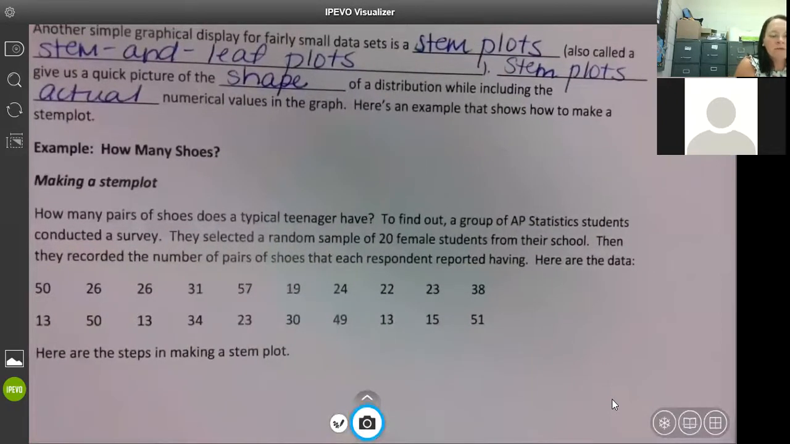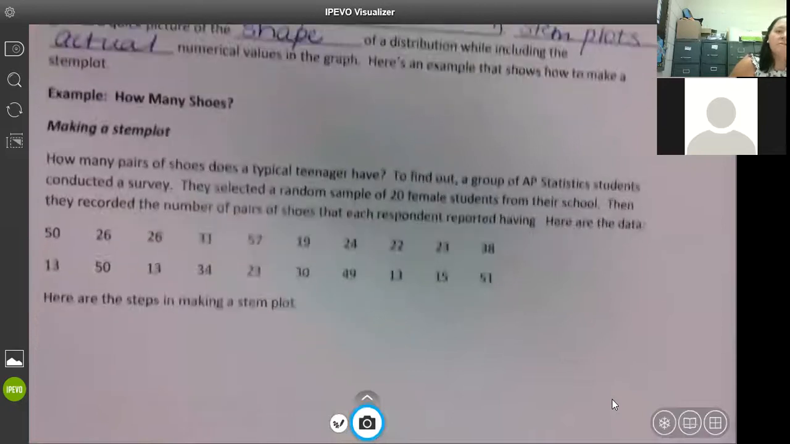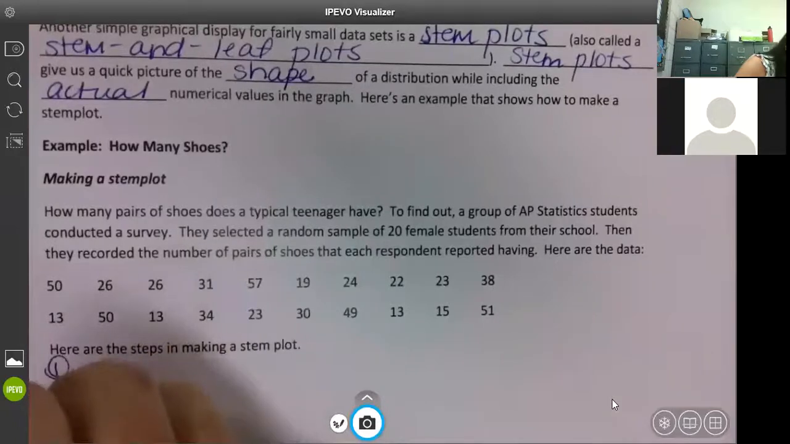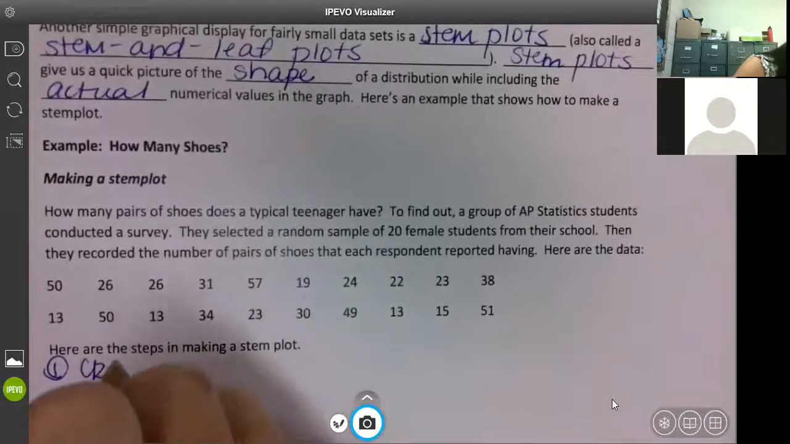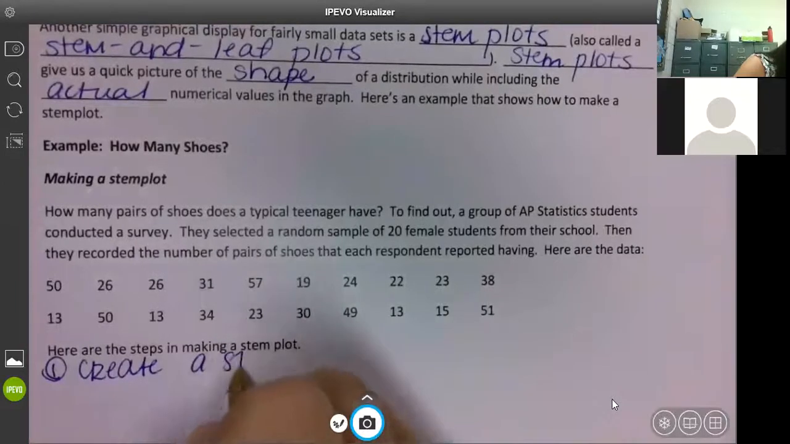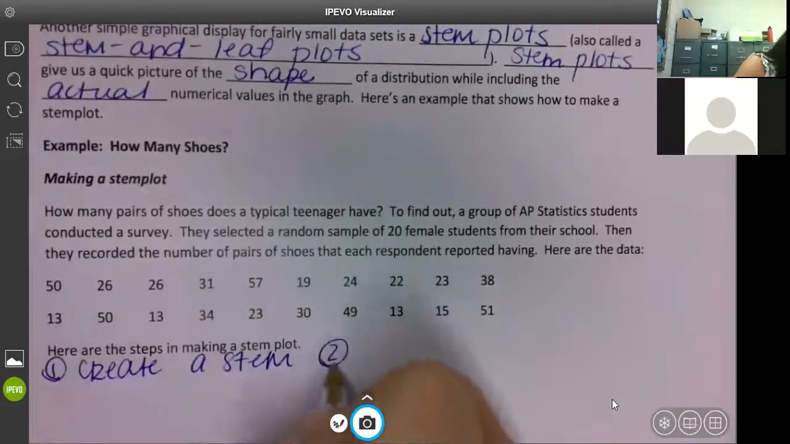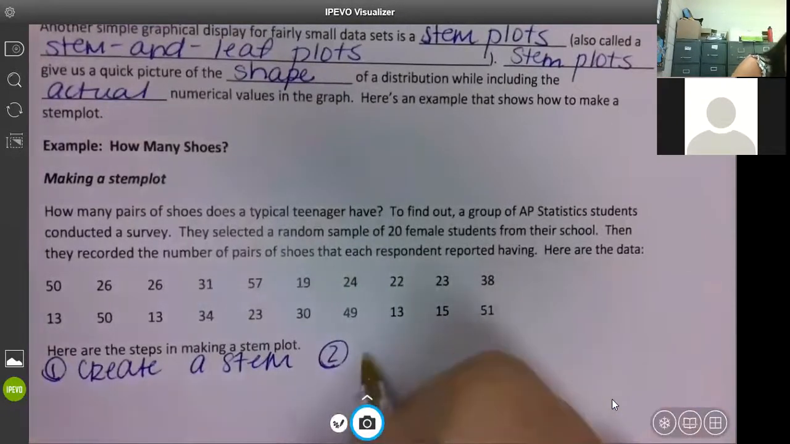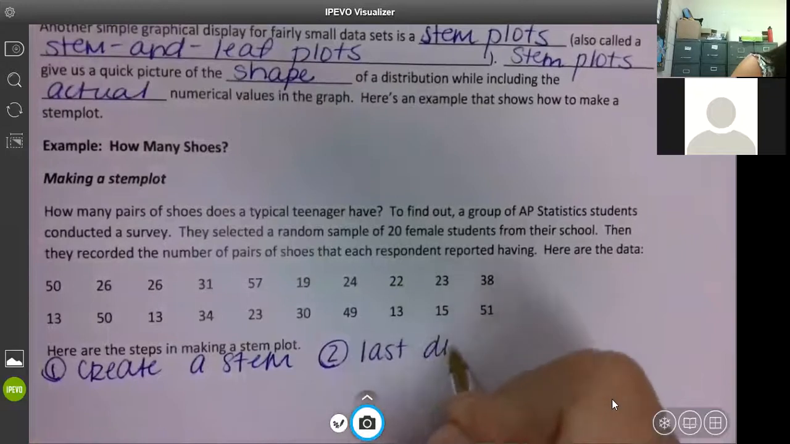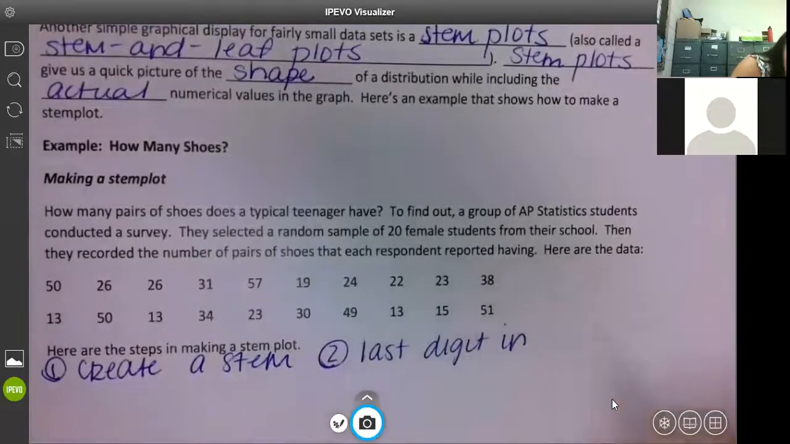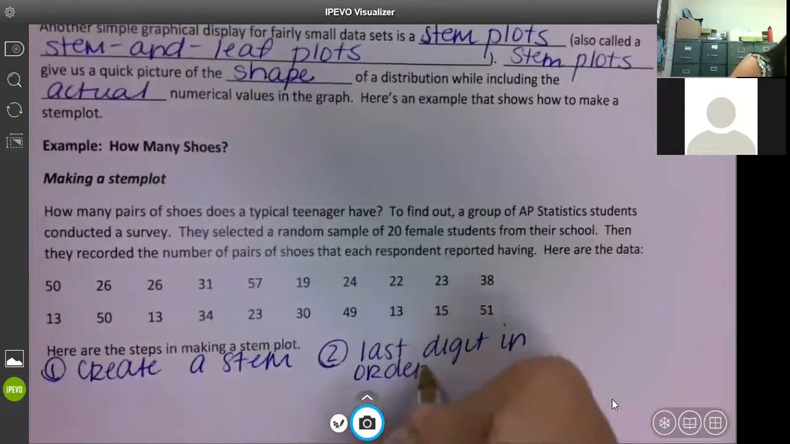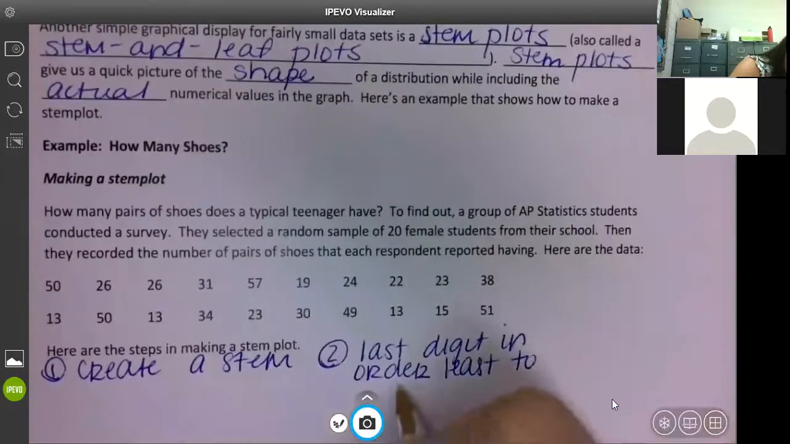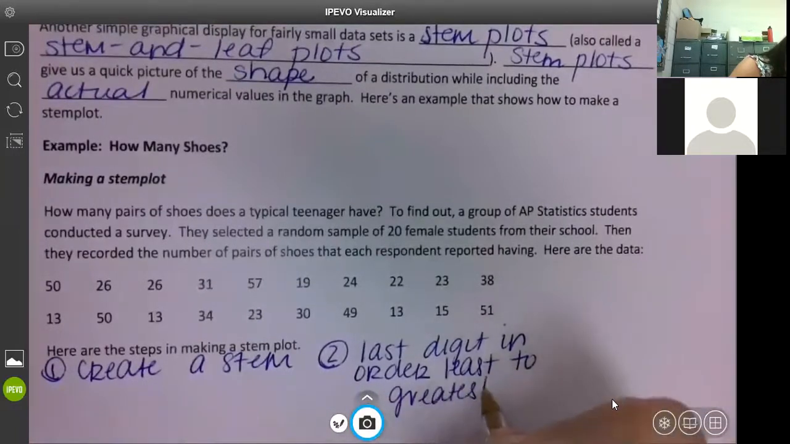All right. So to make a stem plot, I'm going to explain how to do that. The first step is to create a stem. And the second step is to put the last digit in order, least to greatest. And then there's one more step, but we're going to start with this.